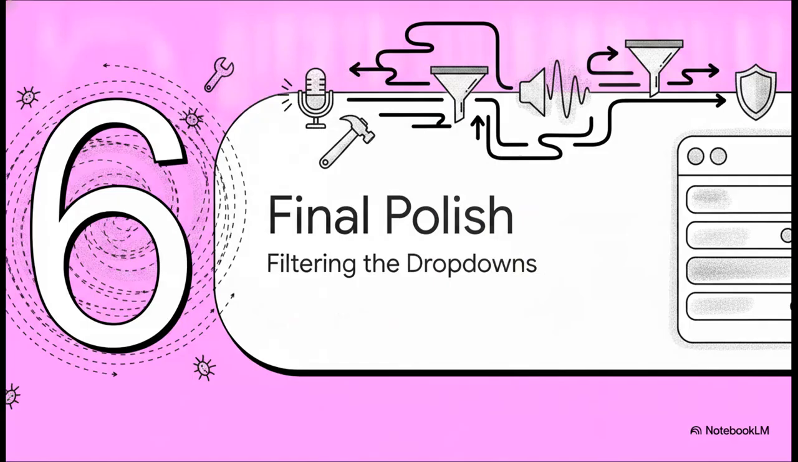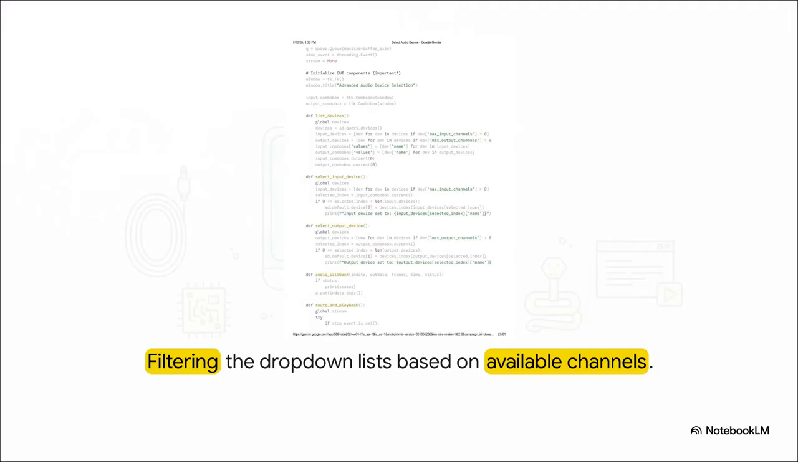Problem solved. And finally, Part 6, Final Polish and Filtering. With the bug squashed and the audio routing perfectly from mic to speaker, it's time for that final coat of polish. We want this to feel totally professional, which means preventing the user from making impossible choices. Like previously, your input dropdown might have shown a pair of headphones that don't even have a microphone. To fix this, we use list comprehensions. The code now specifically checks if a device actually has input channels before it even shows up in the input dropdown, and it does the exact same logic for the outputs.